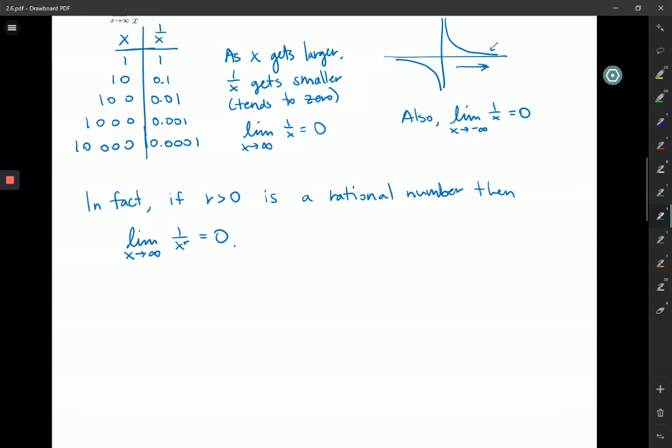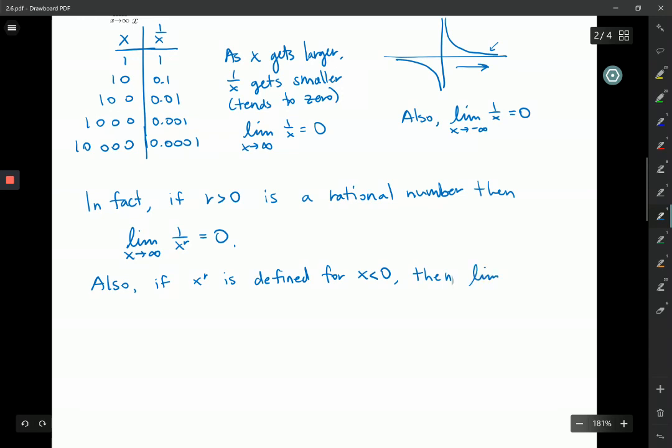And we can also say, in the other direction, we do have to make an exception. So if it is the case that x to the r is defined for x less than 0, then we can do the limit as x goes to minus infinity of 1 over x to the r. And that is also equal to 0.